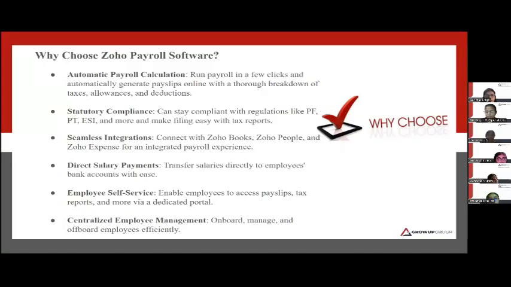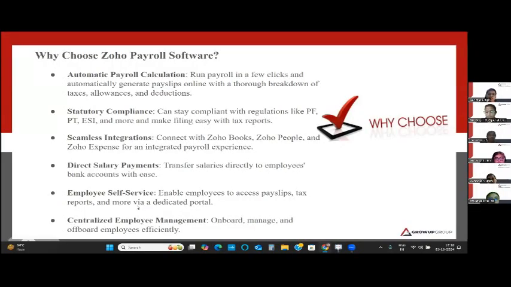The next is direct salary payments. The employees can get their salaries on time with very easy steps, and their bank accounts are already integrated, with the integrated banks being HDFC and Yes Bank. The next is the employee self-service portal, which is accessible by all employees, and they can themselves access their payslips, tax reports, and many more such things via this dedicated portal. And next is centralized employee management. We can onboard employees, manage them, and handle the exit formalities of all employees using this Zoho Payroll software very efficiently.